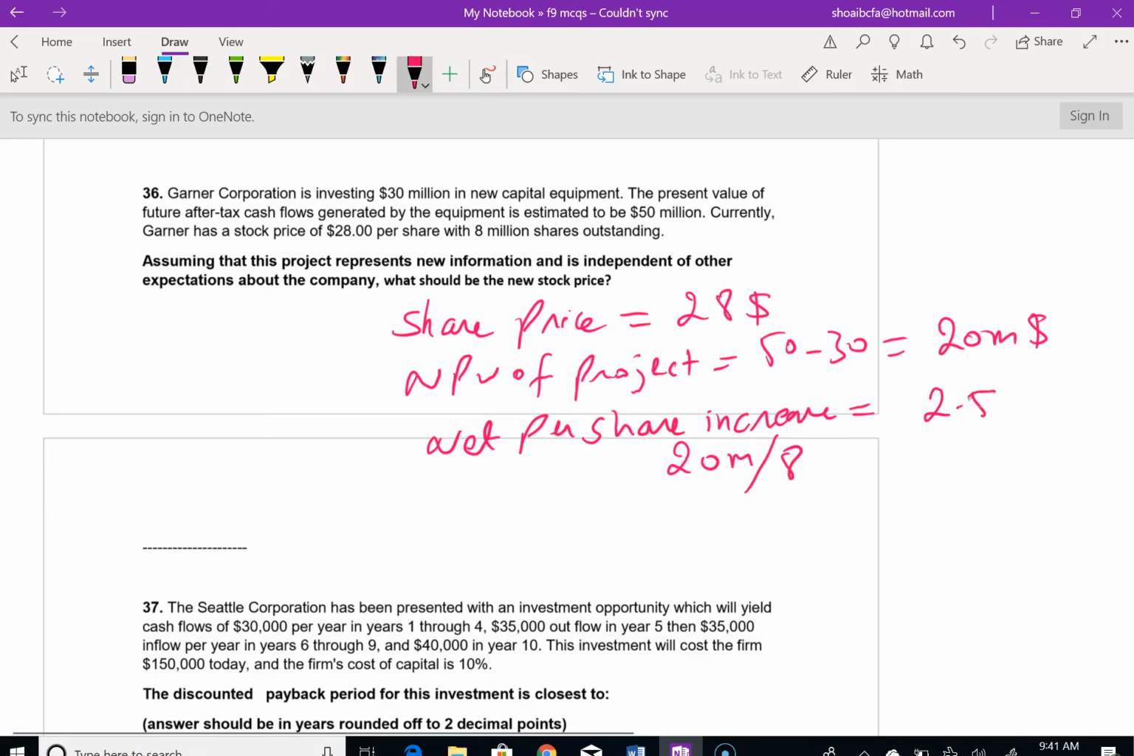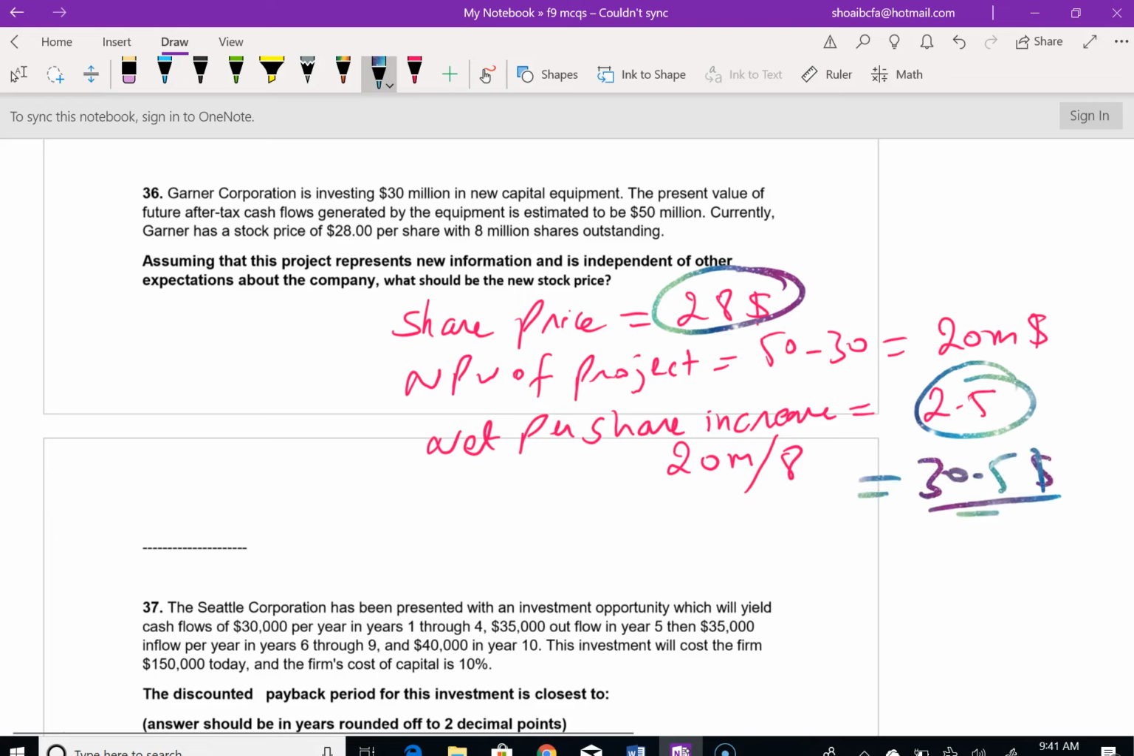So the stock price previously is $28. By increasing $2.5, it will be $30.5 per share. So assuming that this project represents new information and is independent of other expectations about the company, what should be the new stock price? It will be 30.5, because after launching the new project, NPV will increase the wealth of shareholders, and by dividing the NPV by shares, you can calculate the increase in the share price.